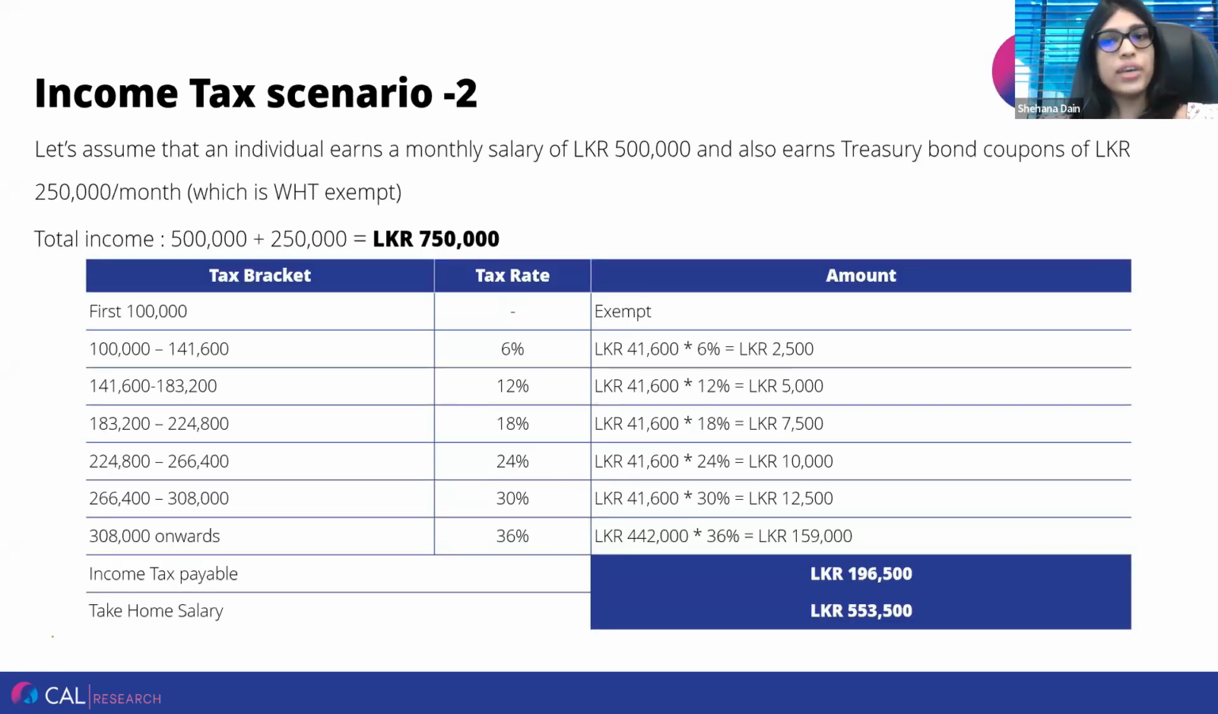The next scenario is an individual again who earns 500,000 a month. But in this scenario, he or she also earns a treasury bond coupon of 250,000 a month. One special thing to note here is that treasury bills and bonds are withholding tax exempt. There is no WHT component for government securities. If you look at the total income of this particular individual, it will be around 750,000 because we have added the coupon payment of a treasury bond as well.